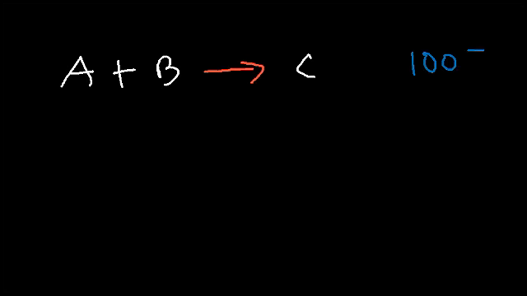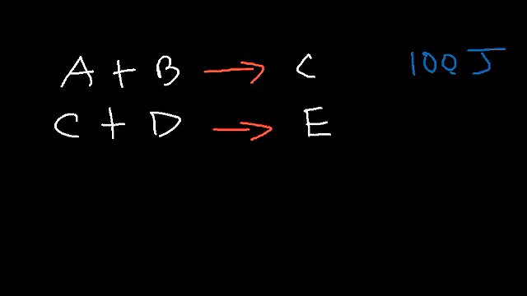In this video, we're going to focus on solving problems associated with Hess's law. Now, let's say we have a reaction, A plus B turns into C, and let's say the enthalpy change for this reaction is 100 joules. And we're going to have another reaction, C plus D turns into E, and the enthalpy change for this reaction is 200 joules.